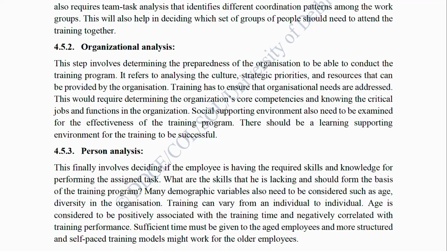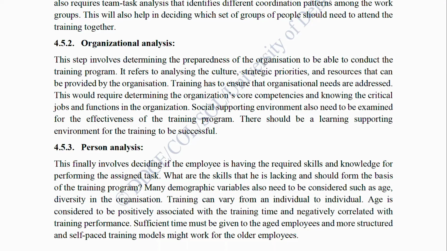4.5.3 Person Analysis. This finally involves deciding if the employee has the required skills and knowledge for performing the assigned task. What are the skills that he is lacking and should form the basis of the training program? Many demographic variables also need to be considered, such as age, diversity in the organization, etc.